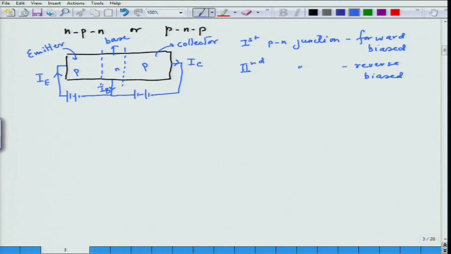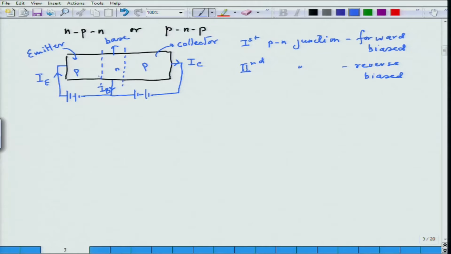Now, in this situation, the first junction, which is forward biased, is going to inject a lot of holes in the base region. The base region is this, and the base region is made such that these injected carriers do not get enough time to recombine, and then they get into the depletion region of the second PN junction and go through the circuit because it is reverse biased. So, whatever carriers you inject in the first junction are basically taken up by the second junction and they flow through the device.